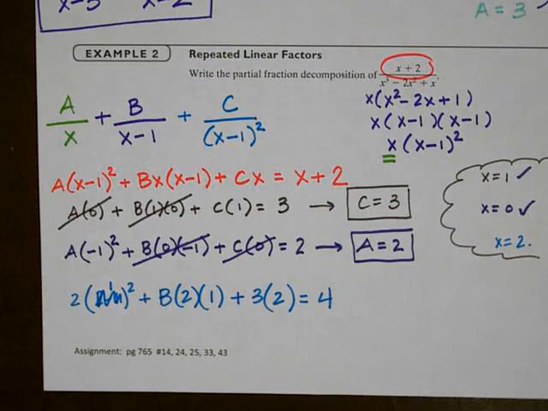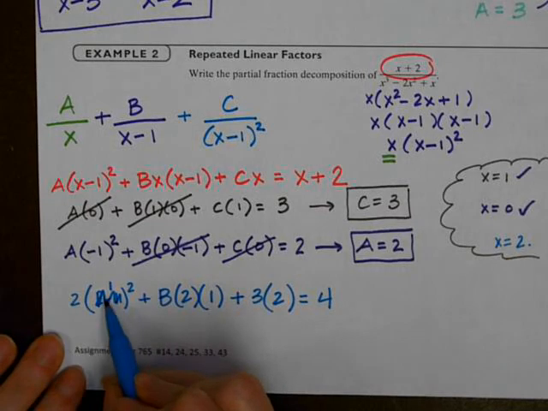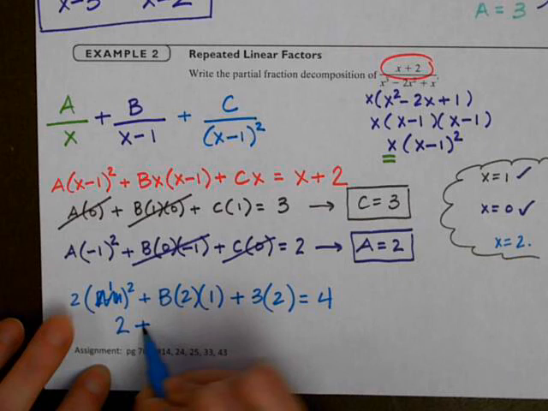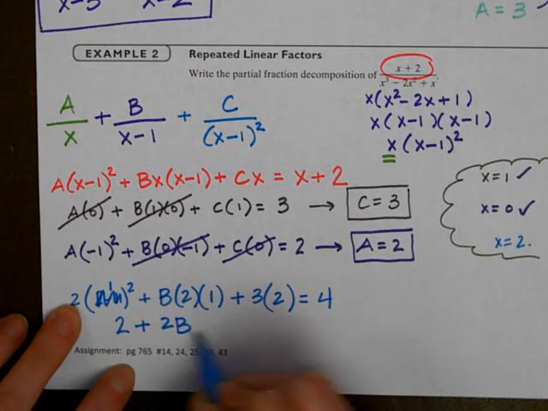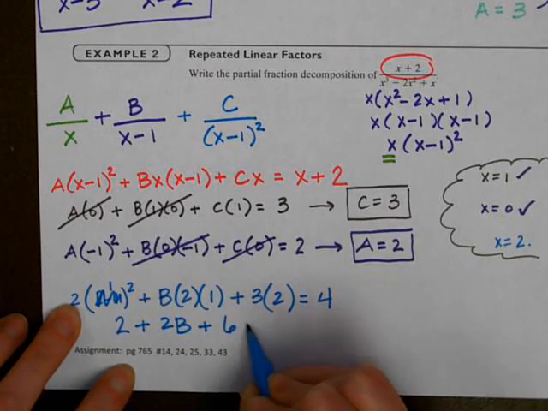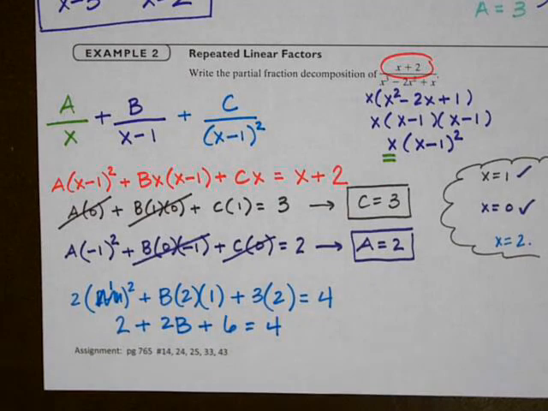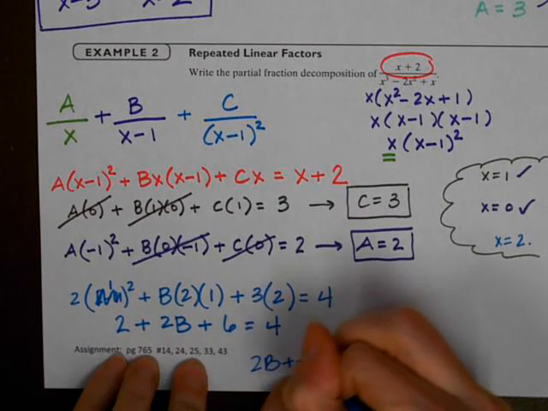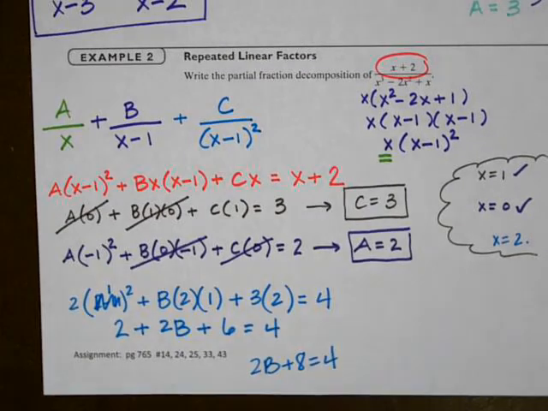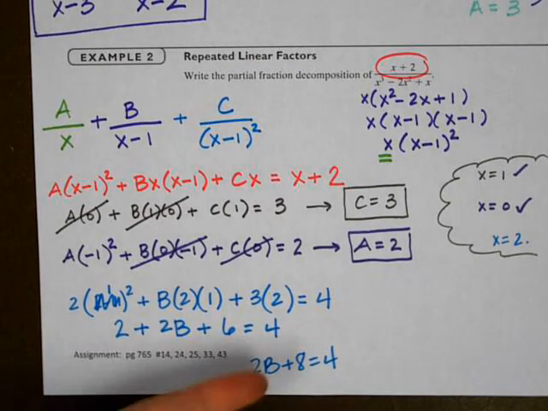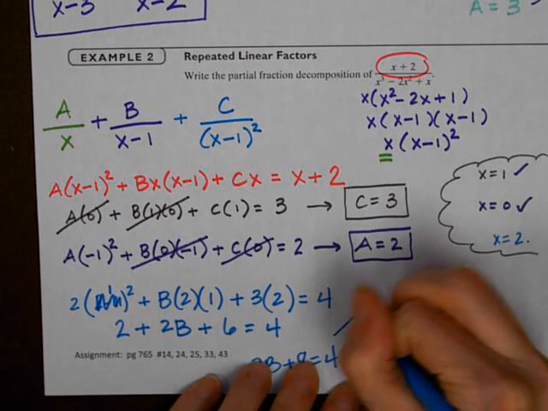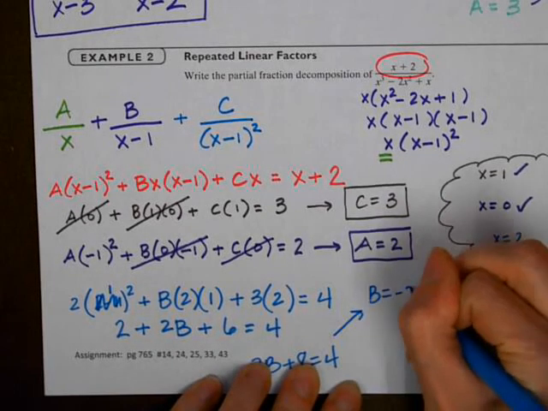So we should be able to find B now. 2 times 1 squared, that's just 2, plus this is just a 2B, and this is a 6. And then 2 plus 6 is 8. So now we have 2B plus 8 equals 4. And then this is easy now, right? Subtract the 8, you get negative 4. Divide by 2. It looks like B ends up being negative 2.